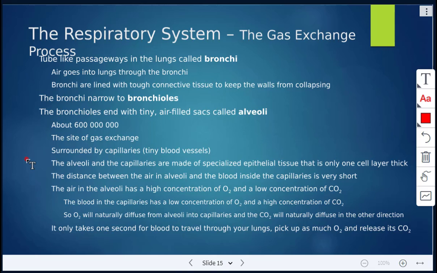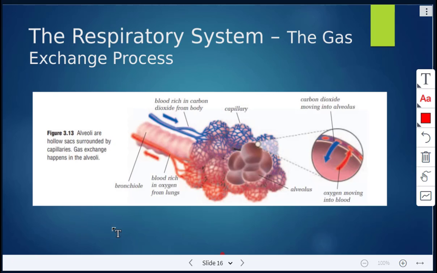All right, and like I said, it's the one cell layer thick, so therefore it takes only 1 second for blood to travel through your lungs, pick up as much oxygen, and release the carbon dioxide. All right, so in this diagram here, we see the alveoli, and we can see that they are hollow sacs and they're surrounded by capillaries. So all of this network we see in the red and blue, those are the blood vessels called capillaries. So gas exchange is happening in the alveoli.